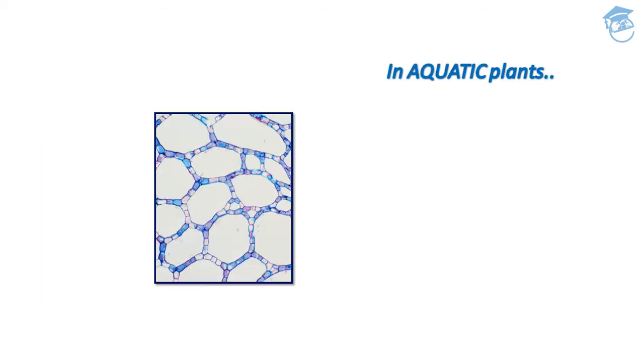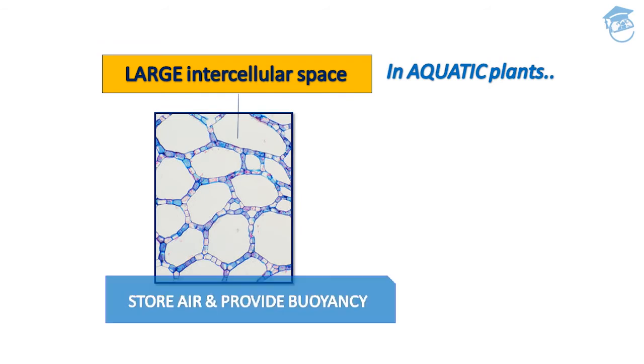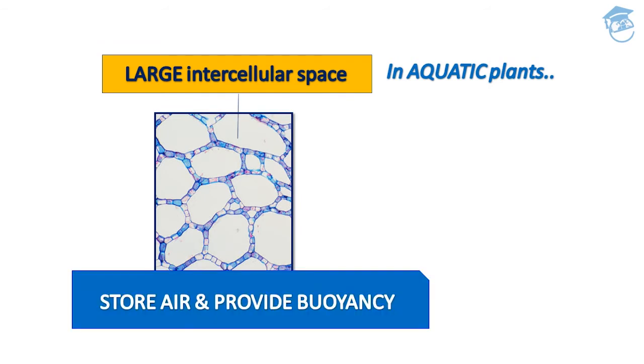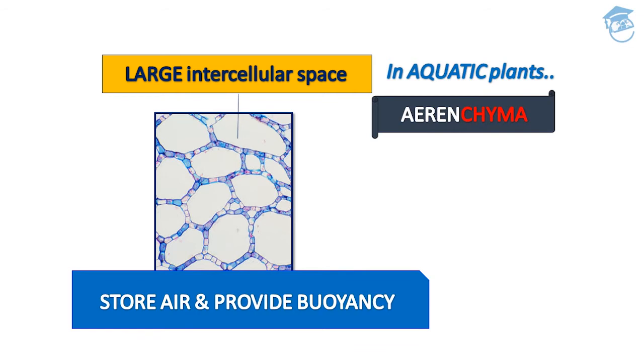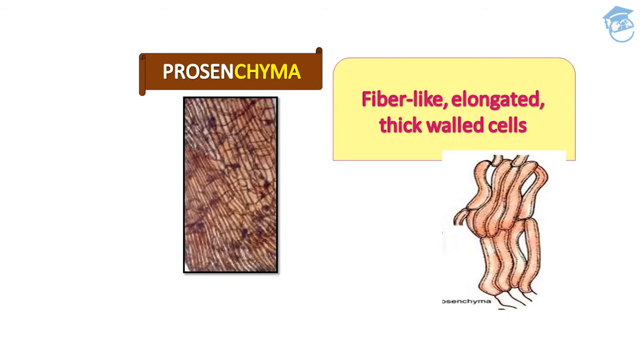Okay, in aquatic plants, as I told you, there are large intercellular spaces that store air and provide buoyancy, and that is called aerenchyma. Aer means air. That means it has large air cavities that help aquatic plants to float over water. See, this is aerenchyma. It is found in pond lily. Aerenchyma is only found in aquatic plants and not in terrestrial plants. Please note that.